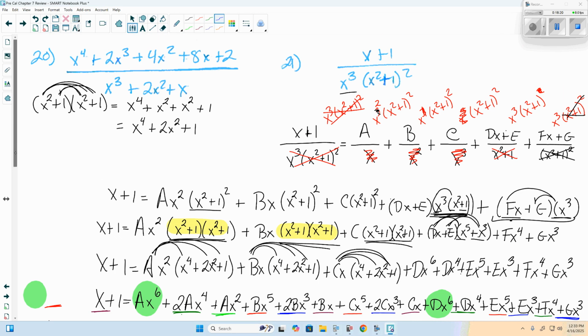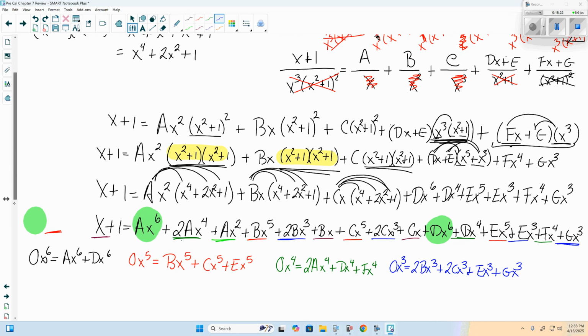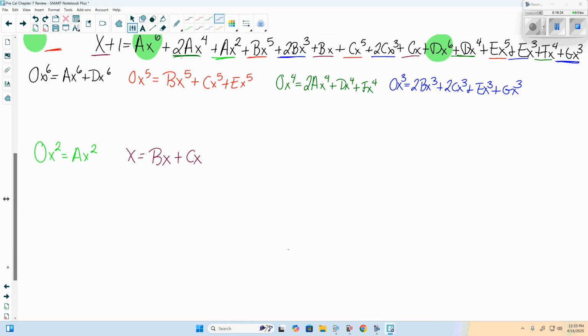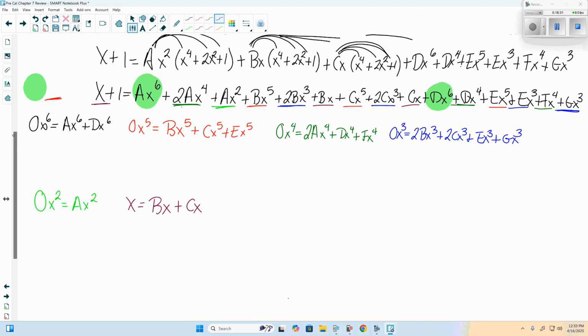We don't have one because of the x cubed. It's just 1. There's none that match up with it, unfortunately.